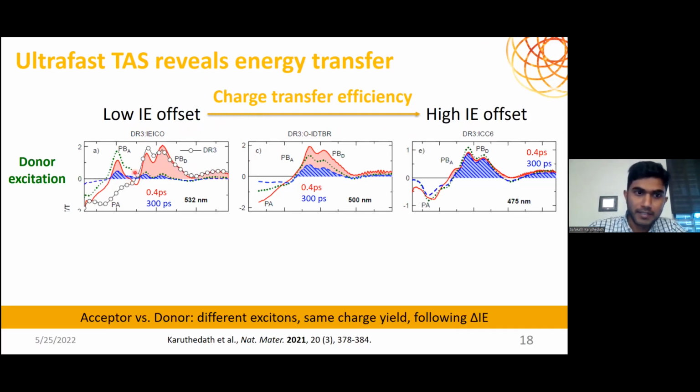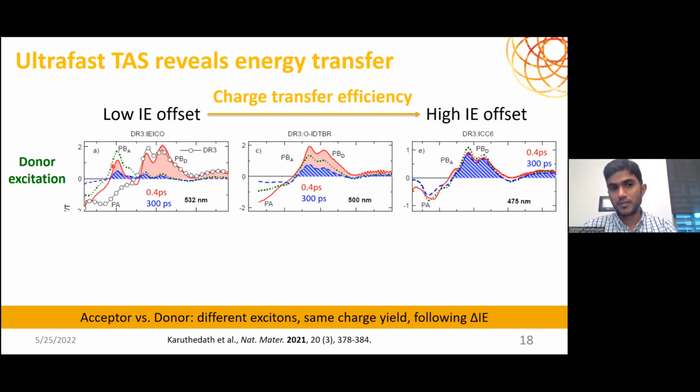And we excited the donor material. The x-axis is the electron volt. I'll show you in the next slide. You excite the donor material. This is the photobleach of the donor material. It looks like the absorption region of the donor material, but you also see the absorption region of the acceptor material, but you are not exciting the acceptor material here.